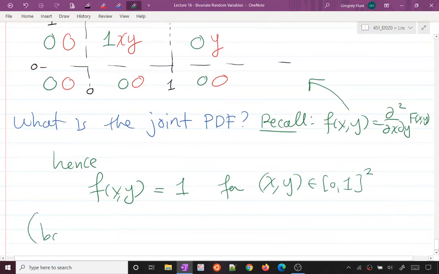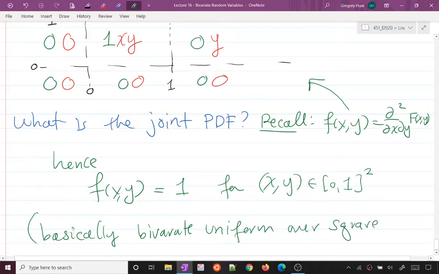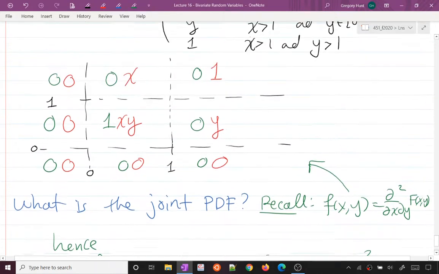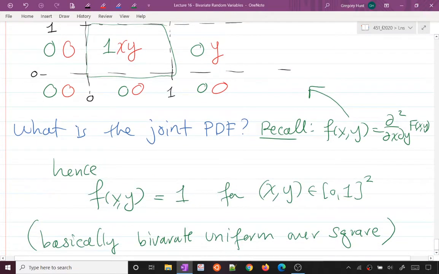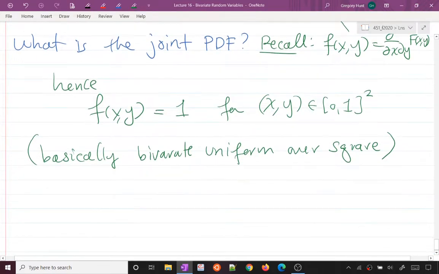So this is basically a bivariate uniform over the unit square. It has a density of 1 in this square and 0 everywhere else. Kind of like the bivariate version of a uniform. We can also ask another question. So this is question 1. Let's say question 2: marginals.